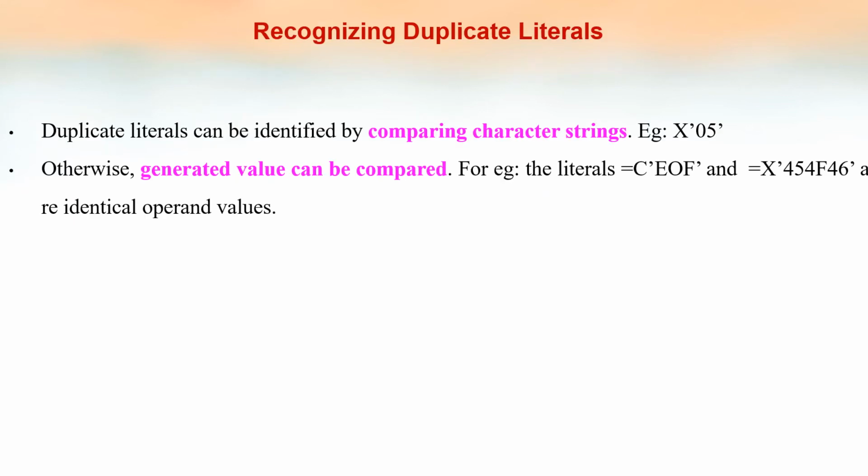Next is recognizing duplicate literals. How will we identify the duplicates? We can just compare the character strings. If X'05' literal is there and another X'05' is there, we can just compare and find that it is the same. So duplication can be avoided. Otherwise, we can generate the value and then compare. For example, the literal C'EOF' has the hexadecimal value 45 4F 46. So the generated values can be compared, and if both are equal, only one is required.